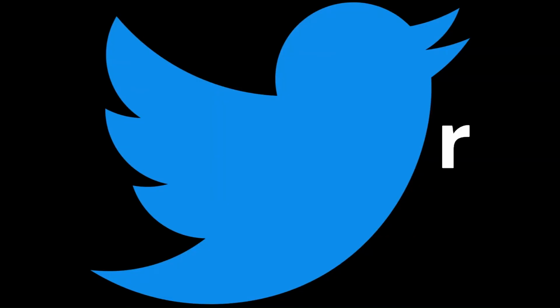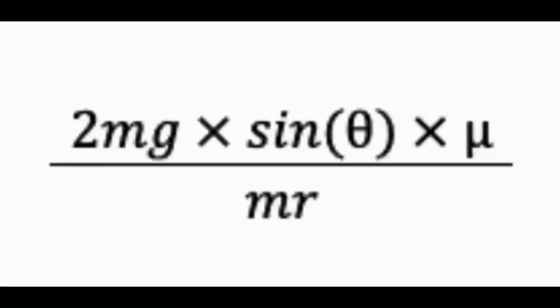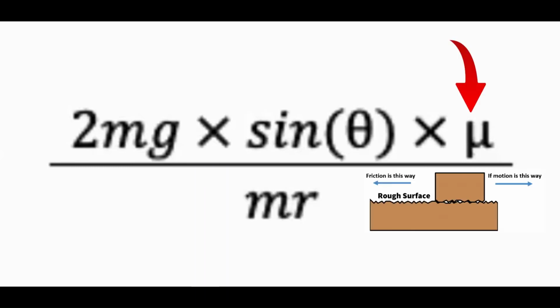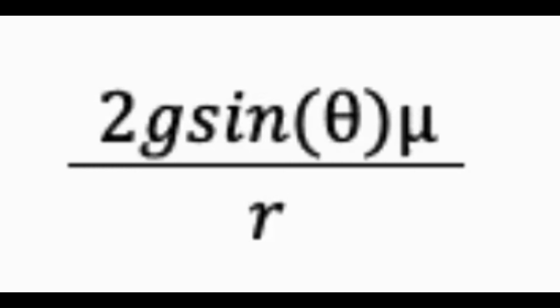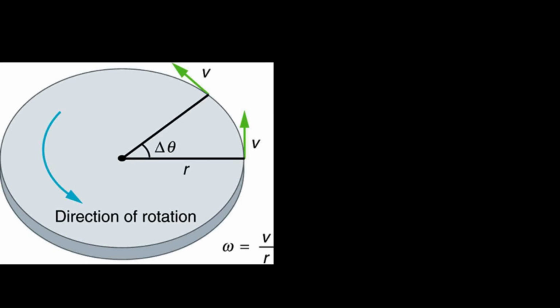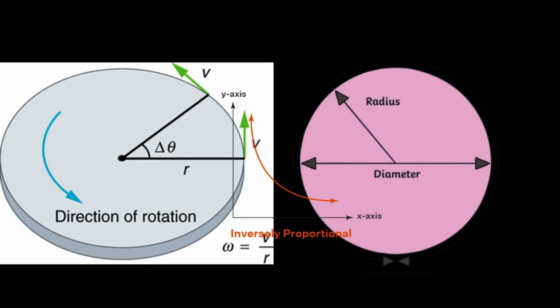Canceling the r terms, we have 2 mg times sine of theta, theta being the slope of the ramp, times mu, the static coefficient of friction for the ramp on the sprocket, over mr. The mass cancels out. This leaves us with angular acceleration equals 2 times g times sine of theta times mu over r. From this, we can say as a hypothesis that angular acceleration will be inversely proportional to radius.